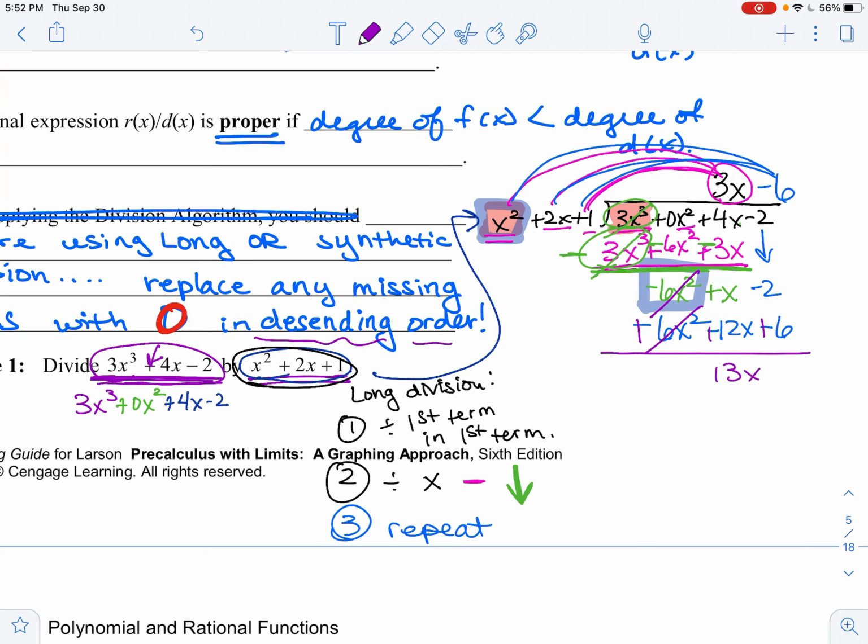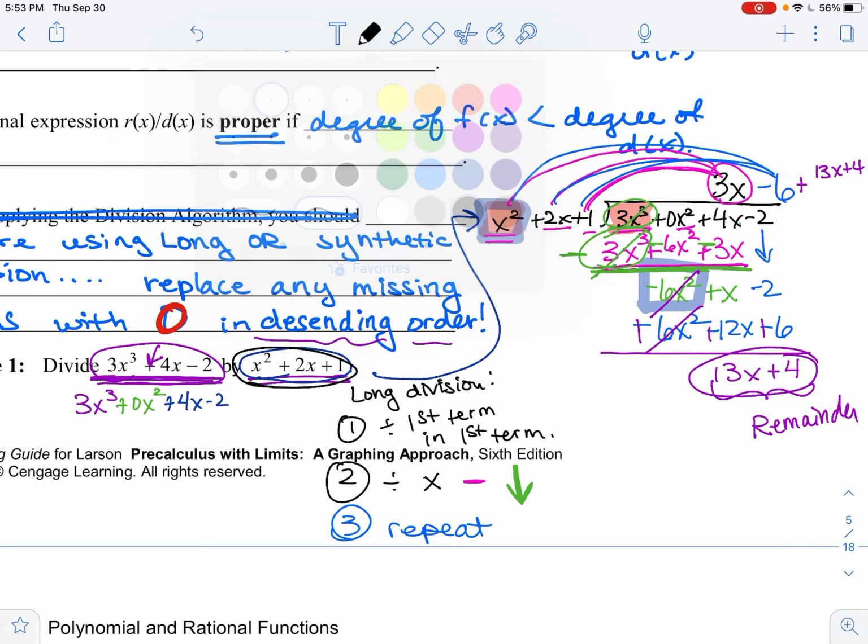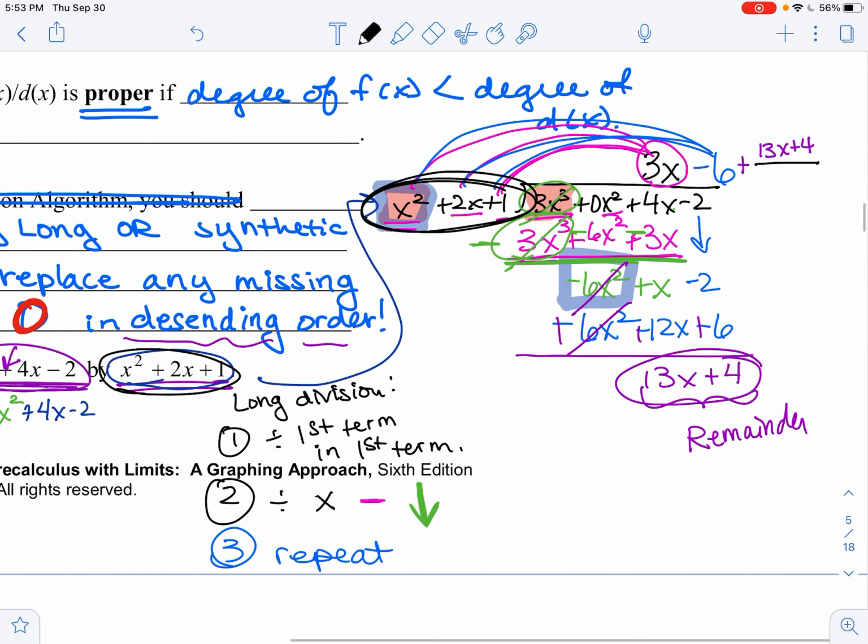x minus 12x is 13x... wait, 1x and 12x is 13x. Negative 2 plus 6 is plus 4. There's nothing to bring down, so this right here is our remainder. So the way that we finish this is we put our remainder up here at the top. We say plus, because it's a positive 13, so we'd say plus 13x plus 4 all over, because our remainder is still being divided by our original divisor, x squared plus 2x plus 1. And this is our answer.